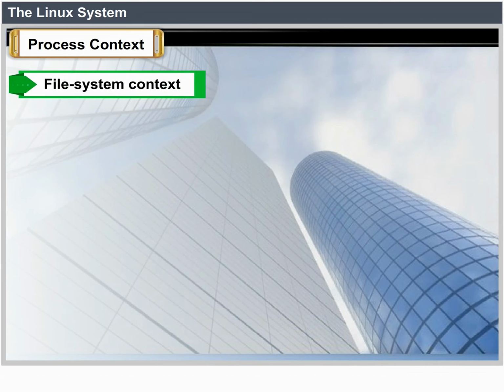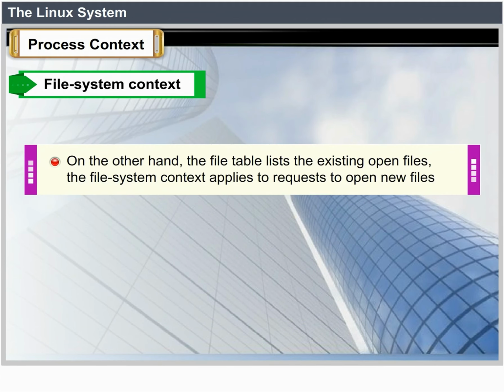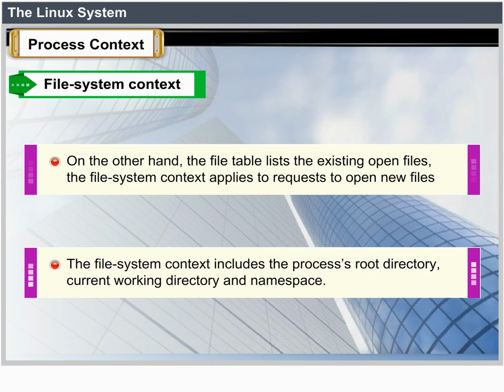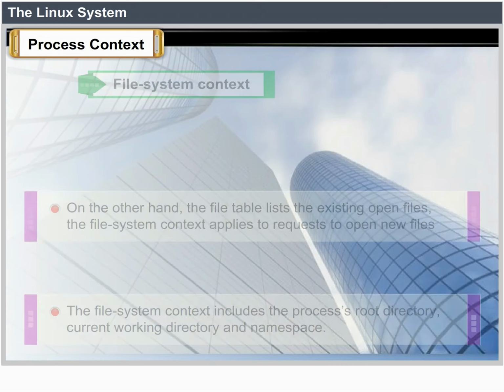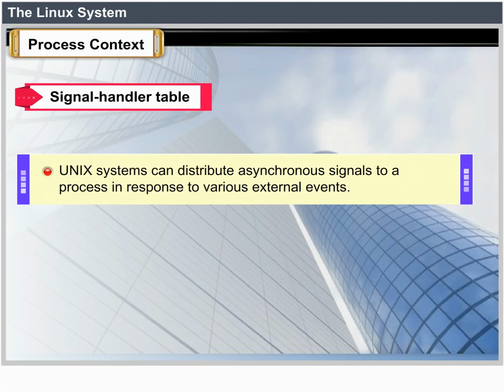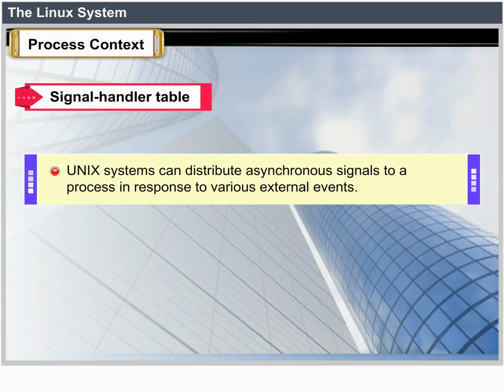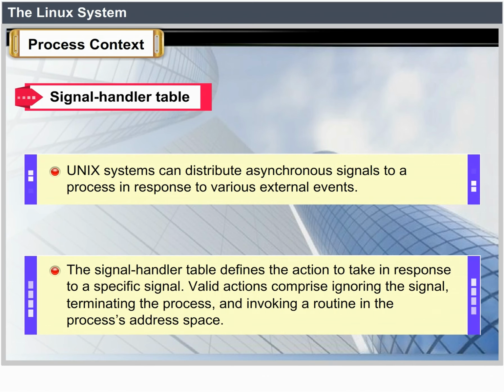File system context. Whereas the file table lists the existing open files, the file system context applies to requests to open new files. The file system context includes the process's root directory, current working directory, and namespace. Signal handler table. Unix systems can deliver asynchronous signals to a process in response to various external events. The signal handler table defines the action to take in response to a specific signal. Valid actions include ignoring the signal, terminating the process, and invoking a routine in the process's address space.